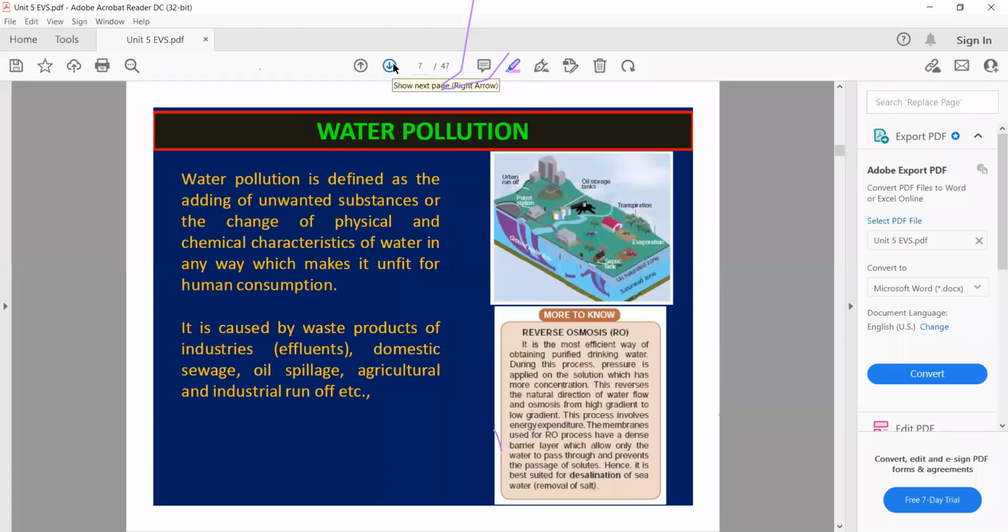Next, we have water pollution. Water pollution is defined as the adding of unwanted substances or the change of physical and chemical characteristics of water in any way which makes it unfit for human consumption. Not only consumption, but for general use.